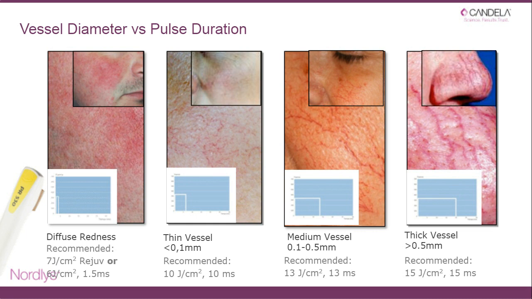Because treating vessels, if we have a thin vessel, if we use a 10 per 10 pulse, meaning 10 joules and 10 milliseconds, it's what is advisable for a medium thickness vessel. That is a vessel that has a diameter between 0.1 to 0.5 millimeters, a square pulse of 13. And if we have a thicker vessel that is more than 0.5 millimeters of diameter, we use a 15 square pulse.